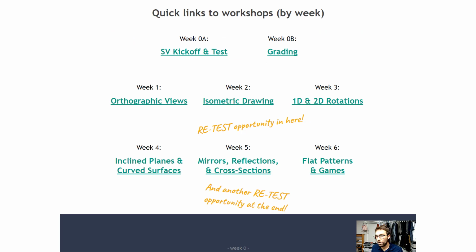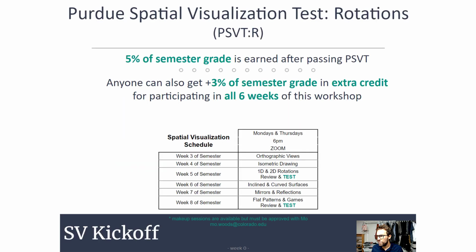But getting started here, the spatial visualization workshop is going to be broken down into about 6 weeks of material. Today we're starting off with orthographic views. We're going to have a couple of opportunities throughout the workshop to retest and see how we did with that PSVT, the Purdue Spatial Visualization Test, the one that says, take a shape and rotate it this way, and now how does this shape also rotate that way? We're going to have a couple more opportunities to take that test, but for now, we're going to be focusing on a few lessons in between now and then that build up to those concepts. So, Orthographic Views is today.